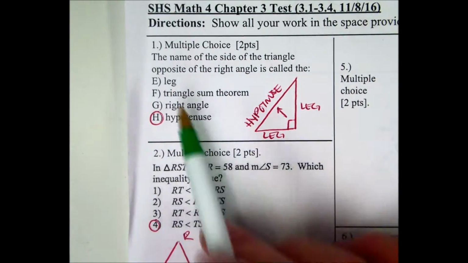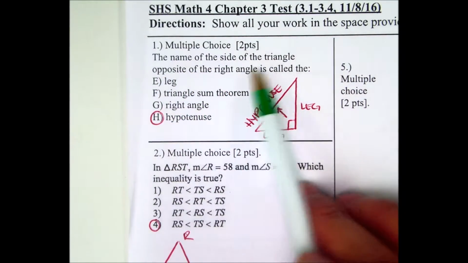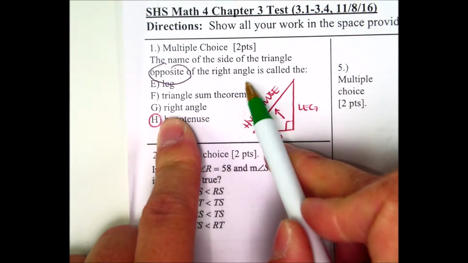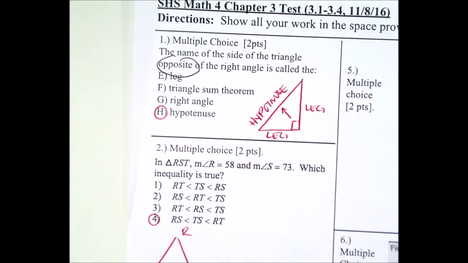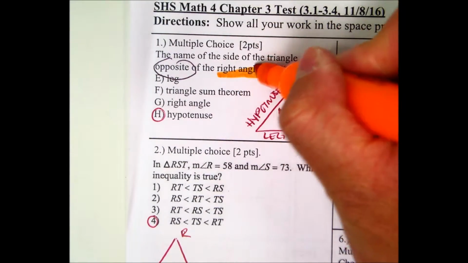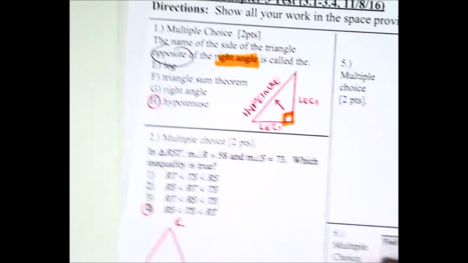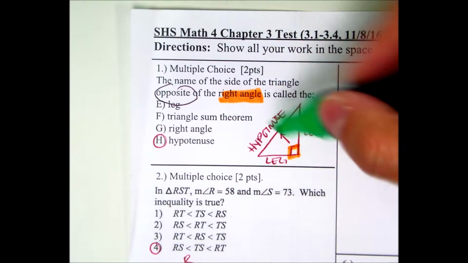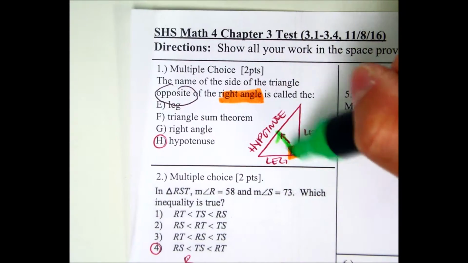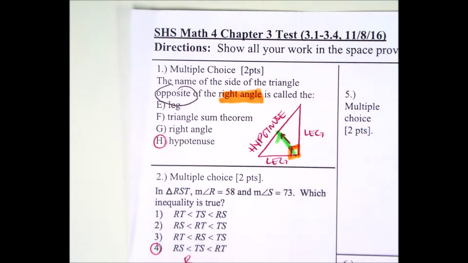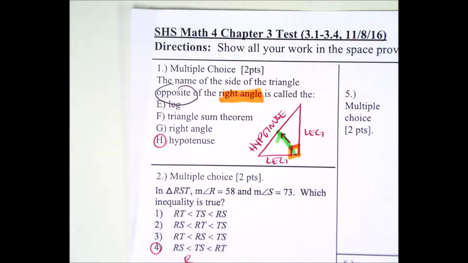Question number 1. The name of the side of the triangle opposite of the right angle. So the right angle is here in orange. And I need to go to the opposite side, which is this line here. Anything across the right angle, which means this is the longest side, that's called the hypotenuse. H is your correct answer.